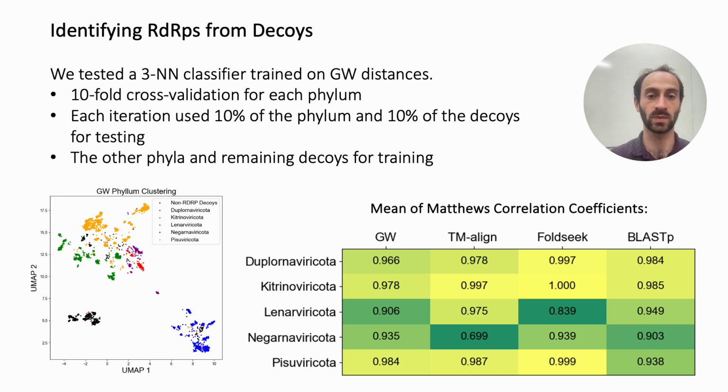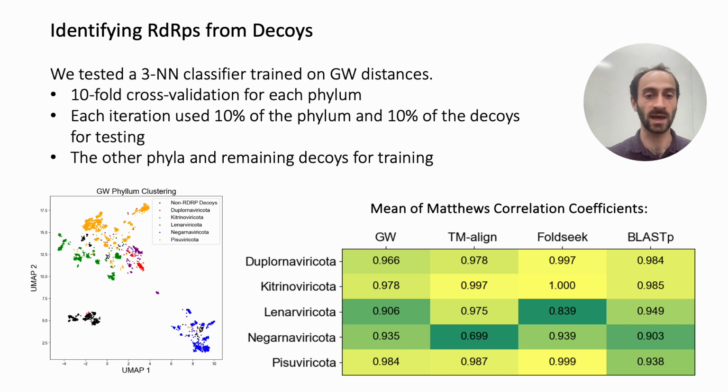To quantify this, we made a 3 nearest neighbor classifier trained on the GW distances. For each phylum, we used 10-fold cross-validation, where each iteration we used a tenth of the phylum and a tenth of the decoys for testing, then the proteins from the other phyla and the remaining decoys for training. The goal of this was to simulate a real-world scenario where the proteins you're interested in are not closely related to proteins you already know about. For each phylum, we then took the Matthews correlation coefficient, MCC, of each of the 10 tests, then averaged them.